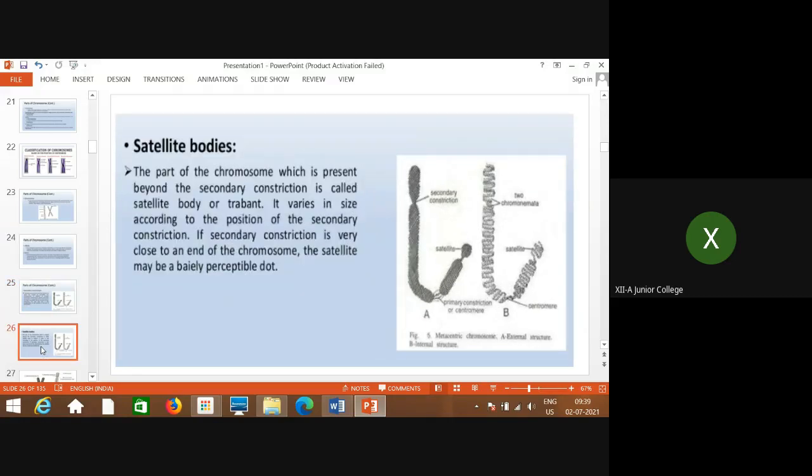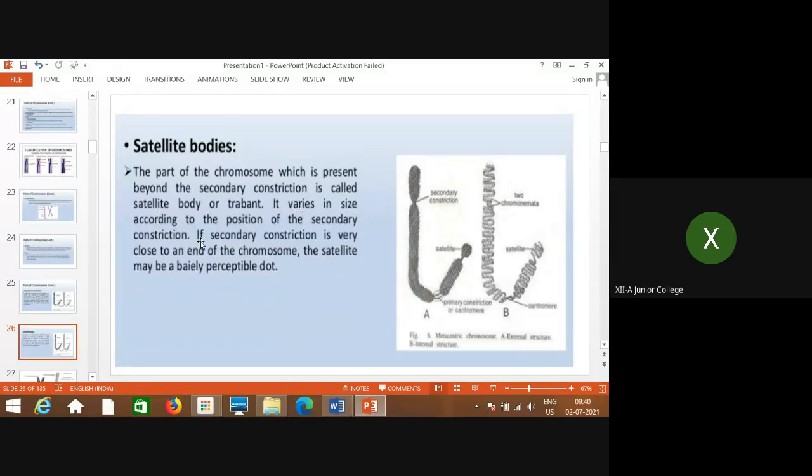Now, what are the satellite bodies? Because of the secondary constriction, the part of the chromosome which is observed as a small part at one of the ends of the chromosome, that smaller part, sometimes it is observable, sometimes it is very small, which gives an appearance of a satellite. So that's why this is also called a satellite body. The part of the chromosome which is present beyond secondary constriction is called satellite body or trabant.